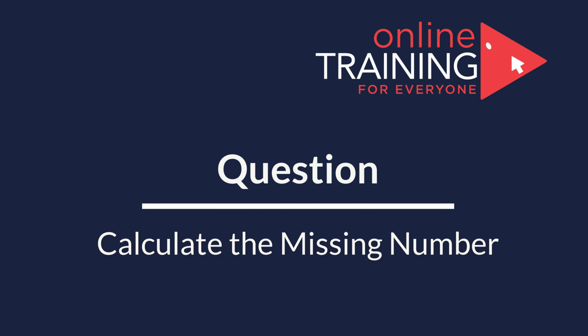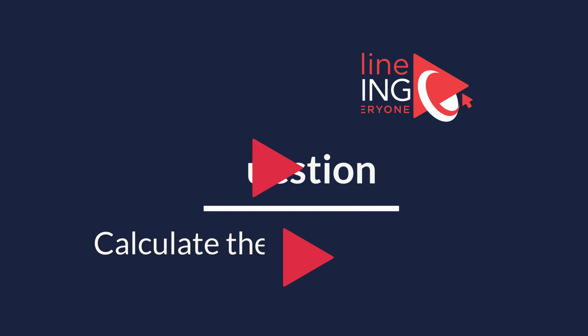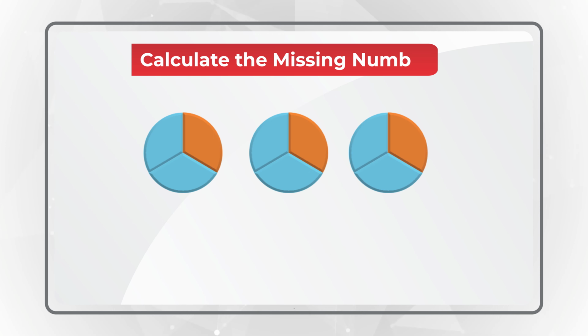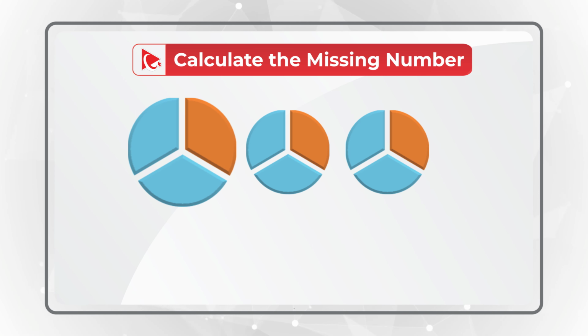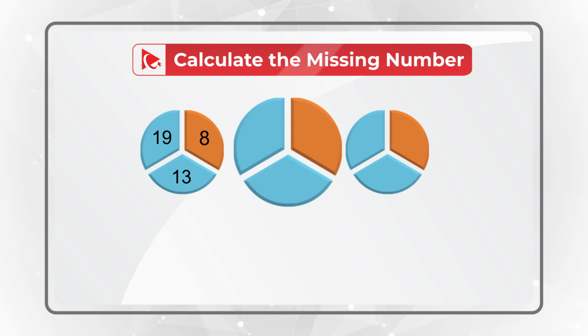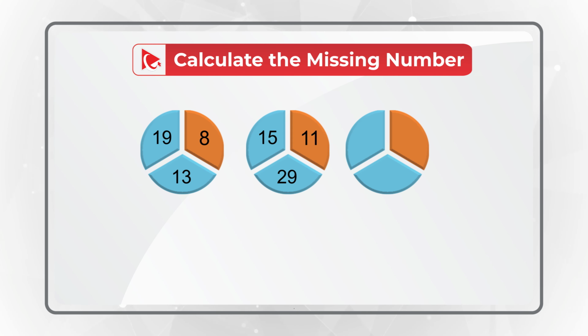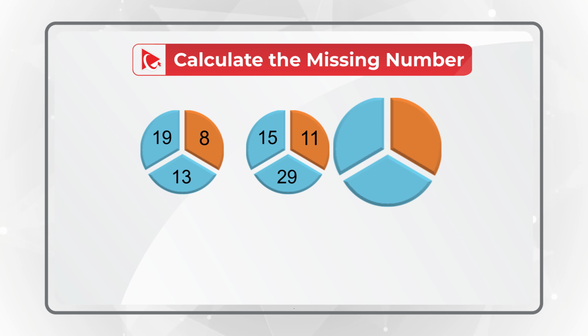Here's a puzzling question which has a very surprising solution. You're presented with 3 circles. Each circle is broken into 3 equal parts. The first circle has numbers 8, 19, and 13. Second circle has numbers 11, 15, and 29. And then the third circle has numbers 33, 31, and then one number is missing.